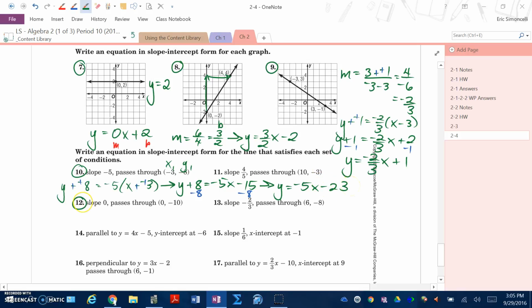We'll go ahead and finish up with number 12. And in looking at number 12, it's pretty clear here that our slope is 0, and because we have the ordered pair 0, negative 10, we're able to quickly and easily say y equals 0x, and this just so happens to be the y-intercept or b value, so I'll go ahead and say 0x minus 10. Of course, we can rewrite this then as just y equals negative 10. And that actually looks very much like number 7.